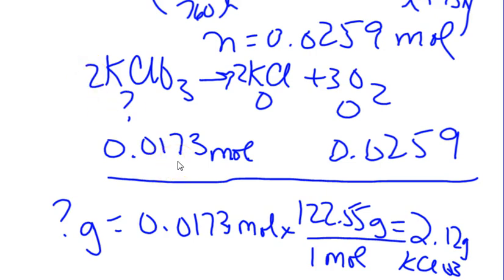Well, guess what? You can get grams. That's right. That's what this number is from the KClO3. I got 2.12 grams. Go ahead and I think we have like one more problem to do.